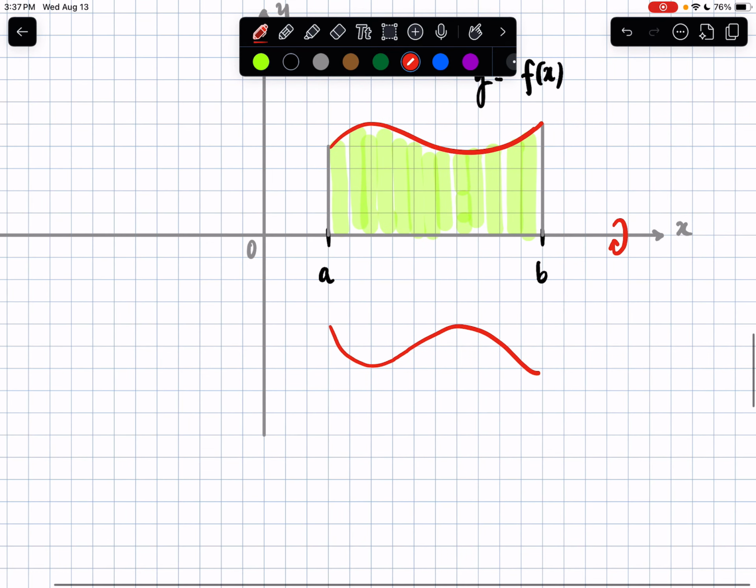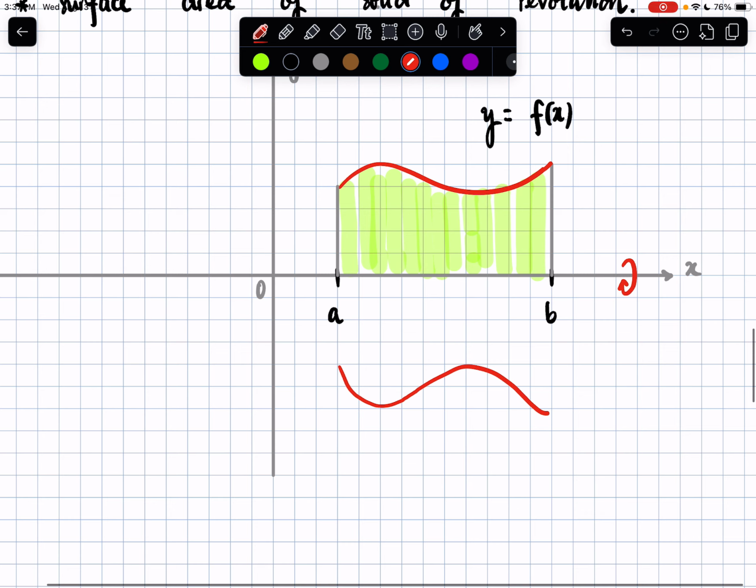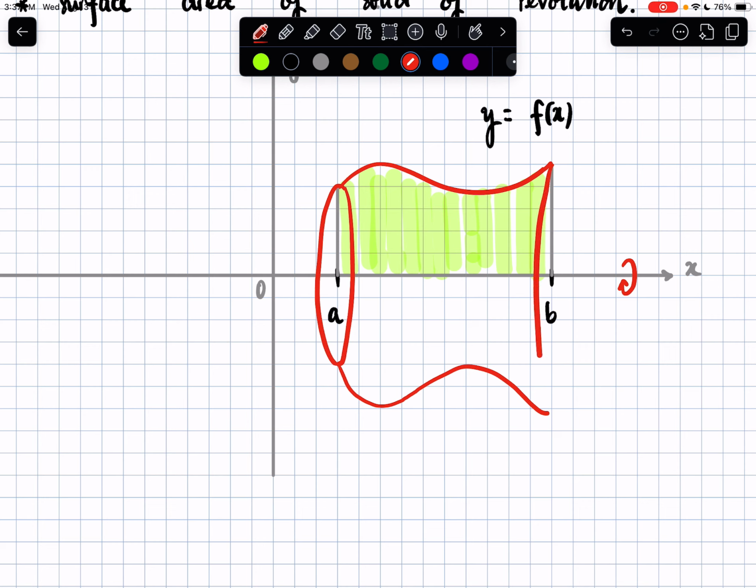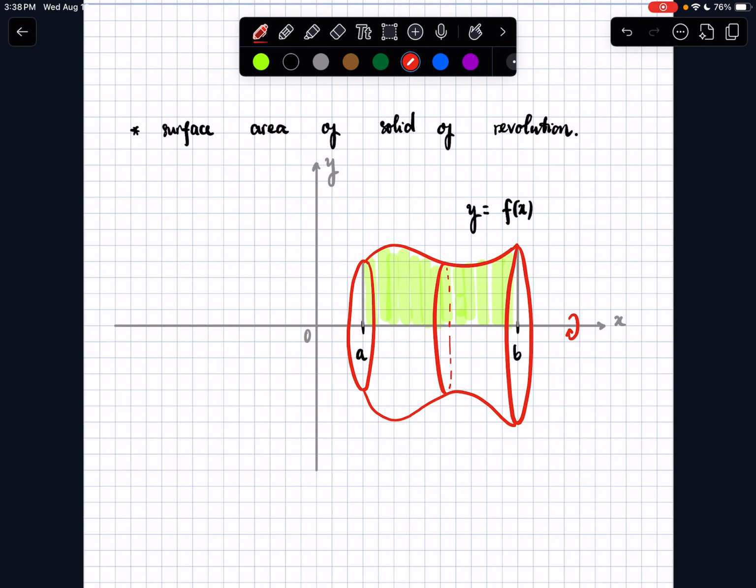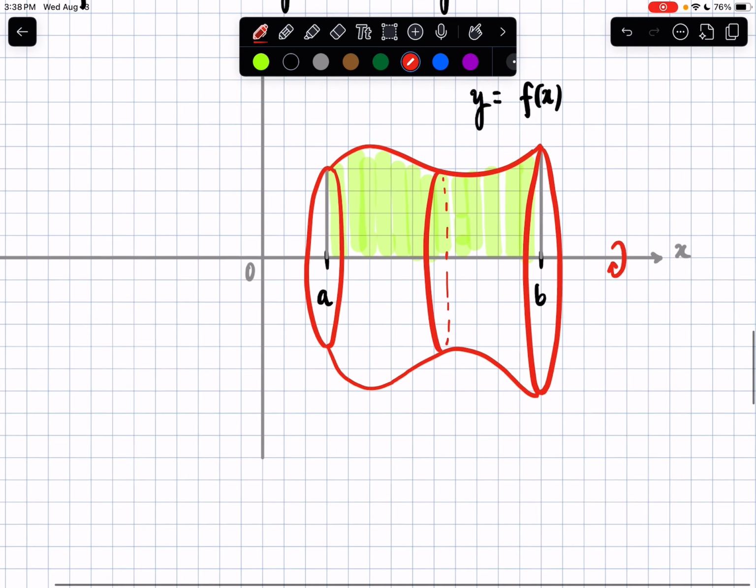So for example, this is a curve y equals f of x. When we revolve this about the x-axis, we get this solid. Now we want to compute the surface area of this surface.